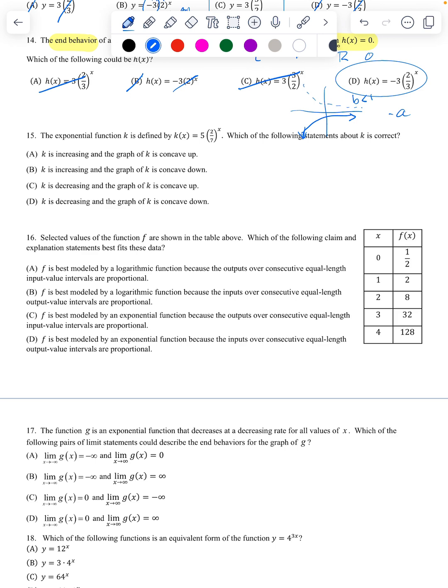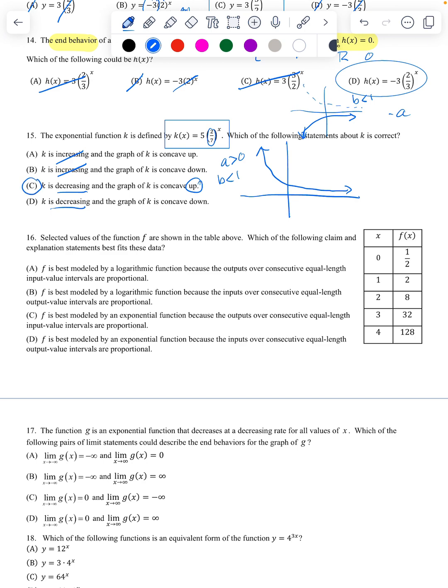All right, the exponential function k is defined by this. Which of the following statements about k is correct? Okay, so first of all, my a is positive, and my b, just because it's a fraction, still look at it critically, 2 over 7 is indeed less than 1. So I'm going to be looking at a graph that comes down from left to right, and now that I have a visual, I can answer the question. K is increasing? It is absolutely not. So I can get rid of these two. It is definitely decreasing from left to right, and this is concave up.